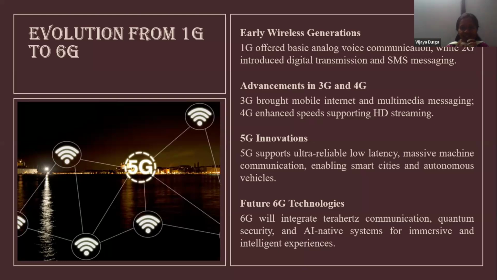2G provides digital transmission and SMS messaging. It is the first technology, and for 2G we are using GSM, Global System for Mobile. It provides digital transmission and SMS messaging, with reduced errors compared to 1G, and provides high data rates also. Coming to 3G, 3G brought mobile internet to our life and multimedia messaging. Here we are using CDMA technology, that is code division multiple access, which is better when compared to FDMA and TDMA.